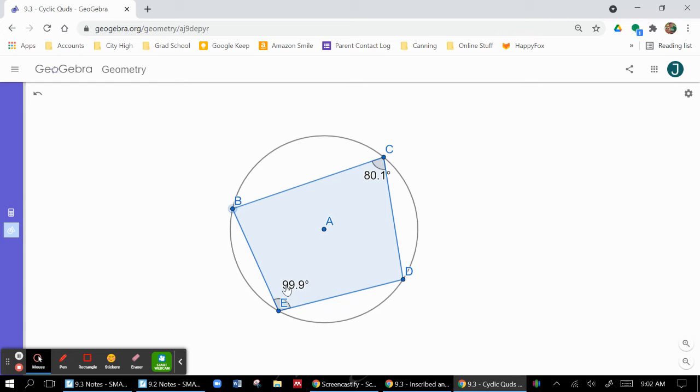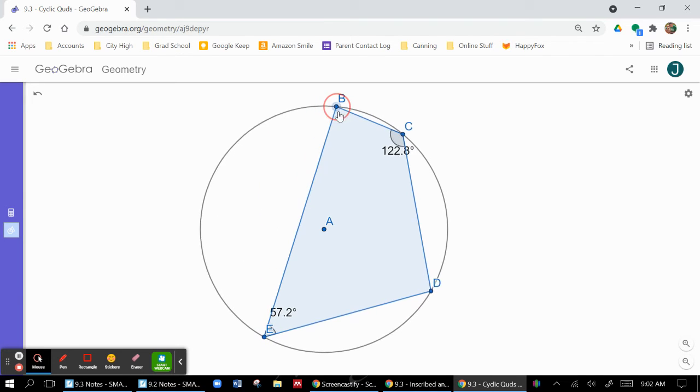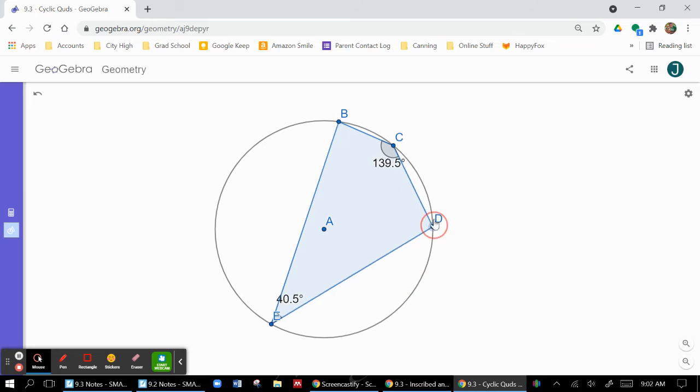We've got 99.9 and 80.1. If we add those up, you're going to see they add up to 180 degrees. It doesn't matter where I put these. The addition is going to get a little harder. 117 and 63 still adds up to 180. No matter what I do, those angles are always going to add up to 180 degrees. There's 150 and 30, so they add up to 180 degrees.